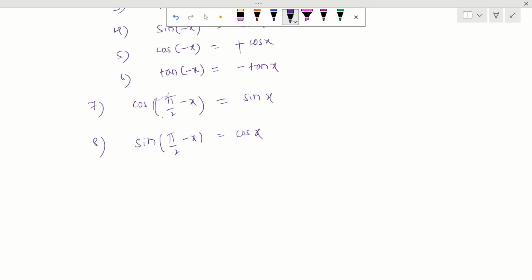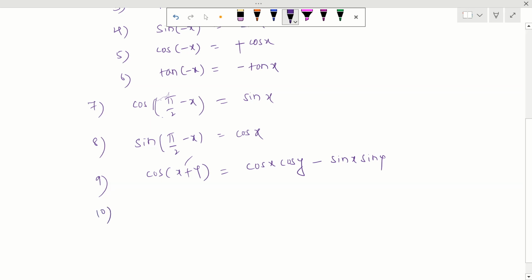Now the ninth one: we have derived the expression for cos of x plus y. This expression may be asked in your examinations, so try to practice it. Cos of x plus y: when we write cos of x plus y, the first two terms are cos only, that is cos x cos y. Plus is there, so minus will come here, therefore sin x sin y will come.